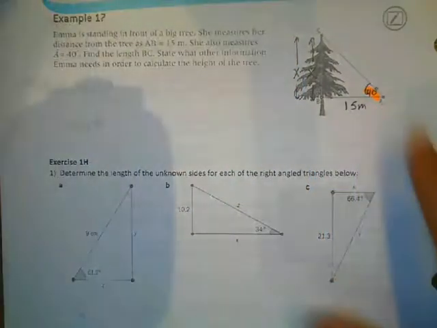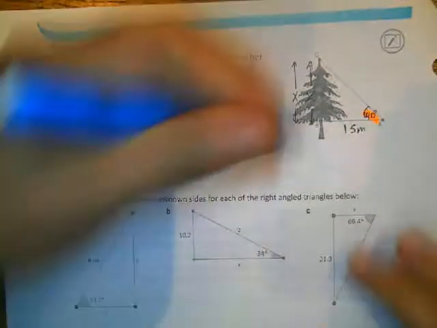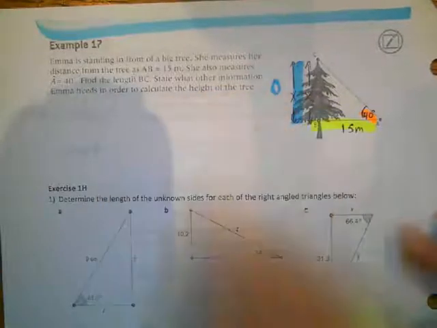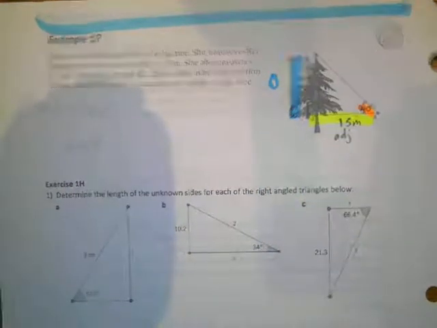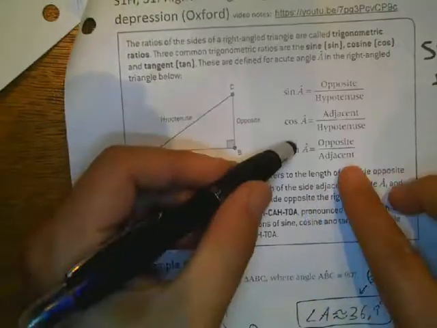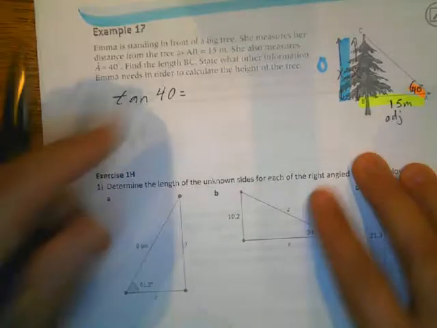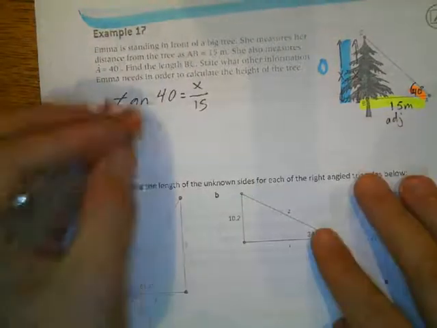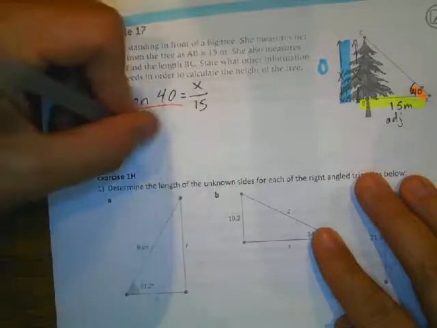So we've got the opposite and the adjacent side. If I'm dealing with opposite and adjacent, we go back to our trig formulas, and opposite and adjacent means we're going to use tangent. So I'm going to write this as tangent 40 equals opposite over adjacent, so X over 15. And like we did in the earlier example, I could put this over 1 and cross multiply, so 1 times X equals 15 times tangent 40.